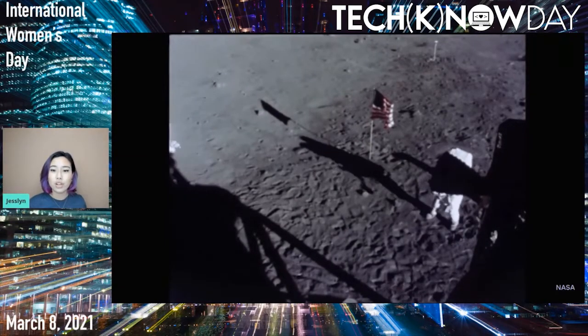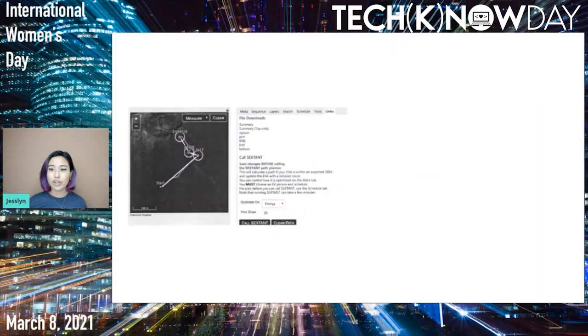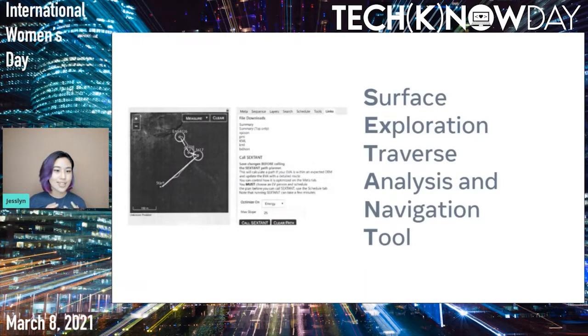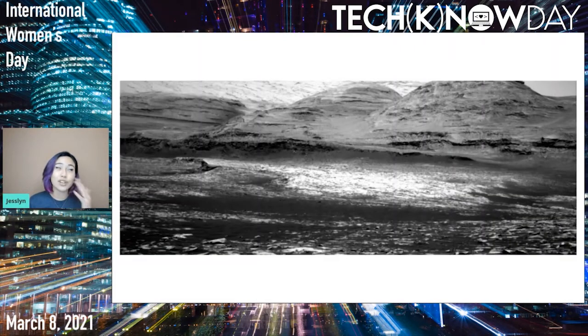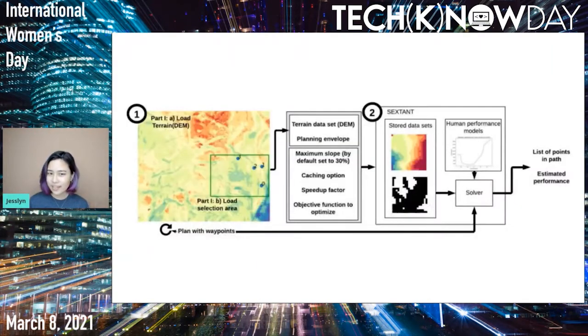We developed this tool called Sextant, which stands for Surface Exploration Traverse Analysis Navigation Tool, and it helps astronauts plan traversals on terrains that lack the infrastructure, such as roads or natural paths, because we don't have those on Mars yet, maybe. Well, what Sextant does is take in data elevation models of regions we want to perform traversals on and optimizes a plan based on metrics defined by the user.